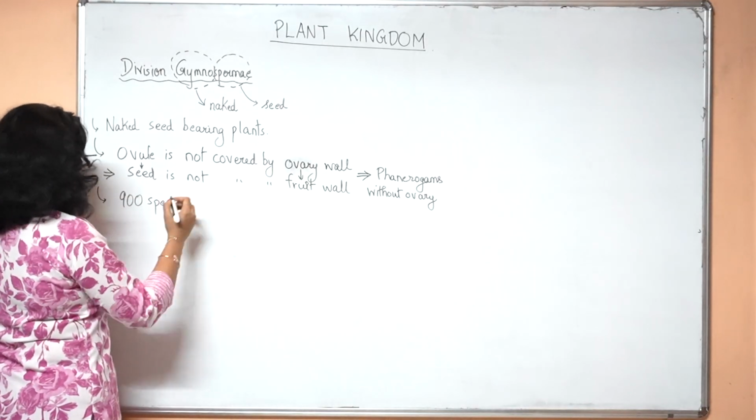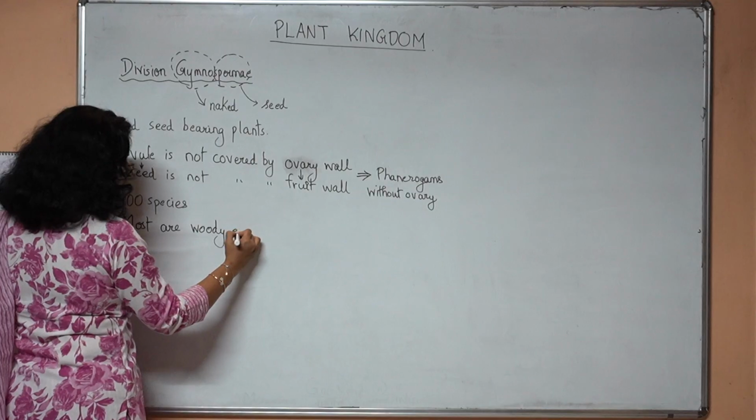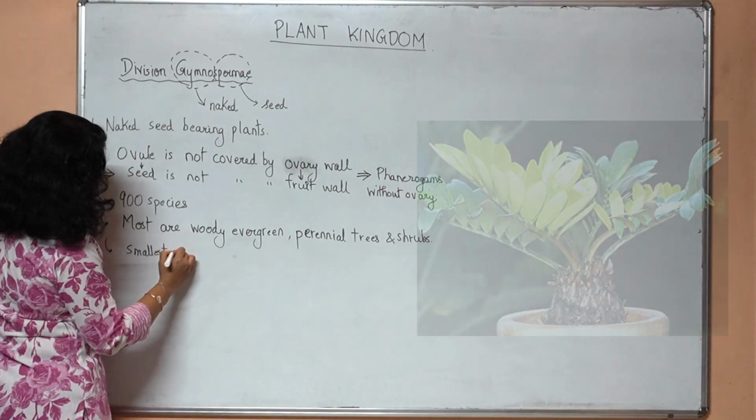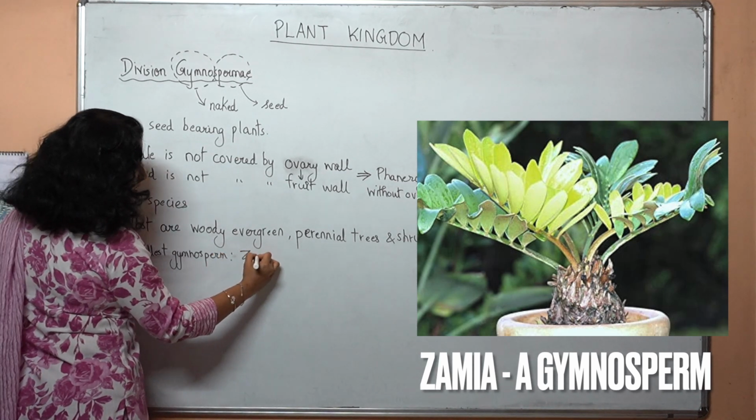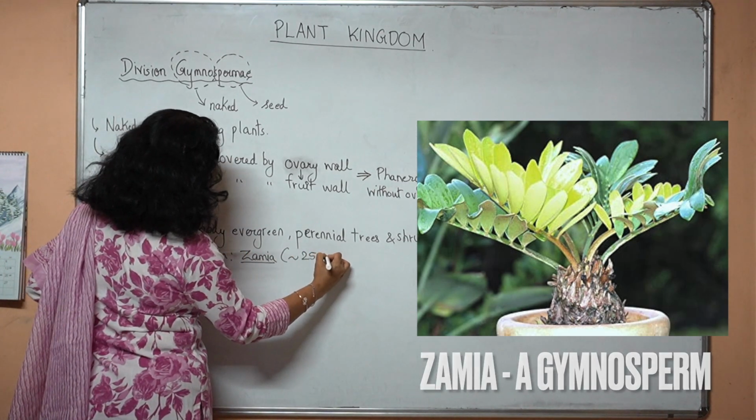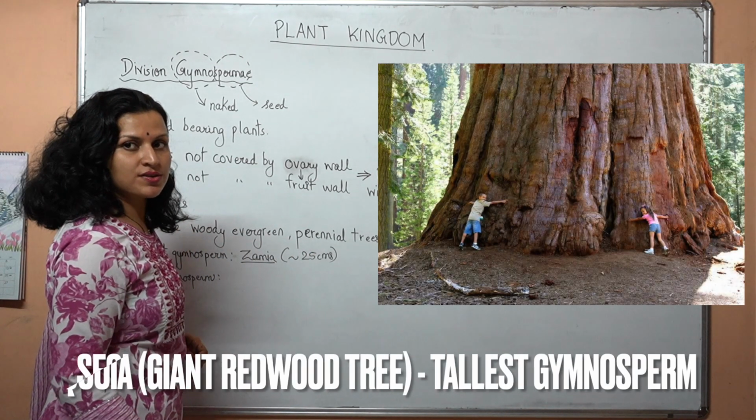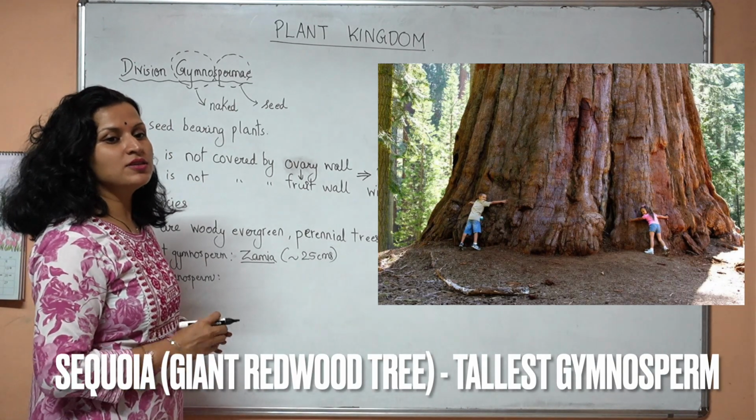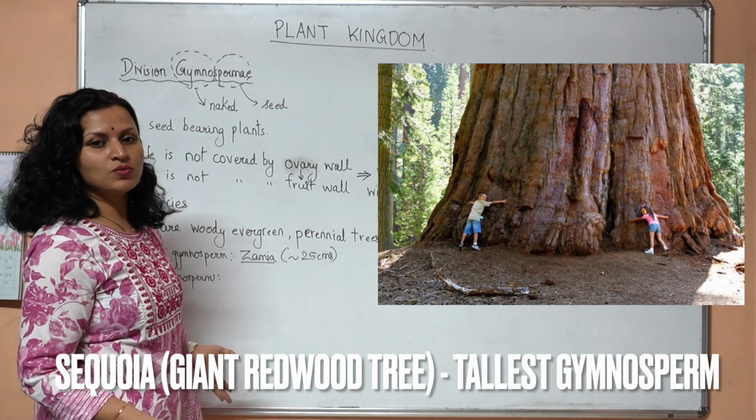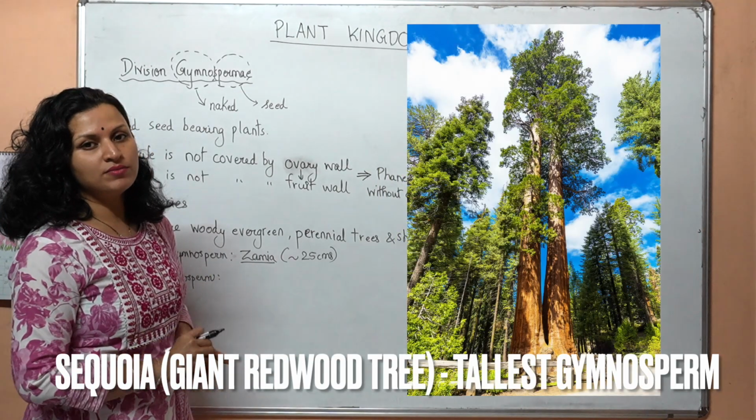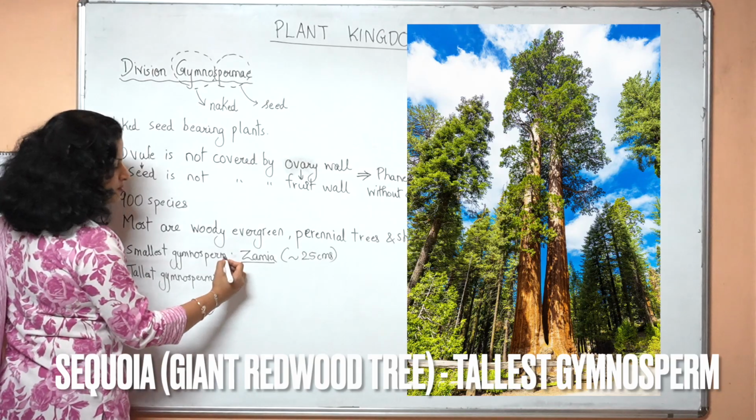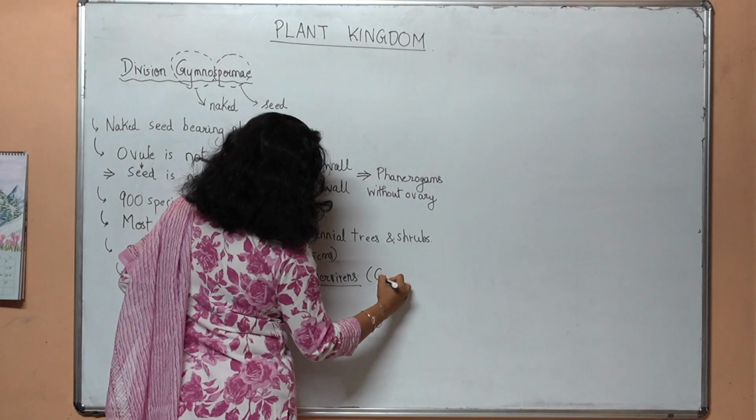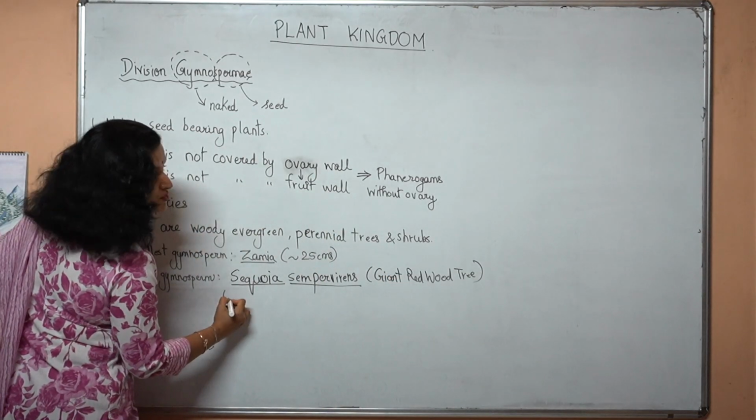There are about 900 species. Most are woody, evergreen, perennial trees and shrubs. The smallest gymnosperm is this plant called Zamia, which is about 25 centimeters. Gymnosperms include the tallest trees on earth, okay, with the giant redwood tree, also called sequoia, being the tallest of all the plants in the world, reaching heights of up to 110 meters. The tallest of the gymnosperms is Sequoia sempervirens, also called the giant redwood tree.